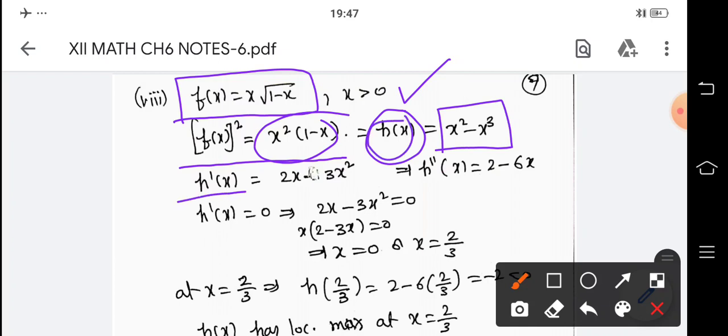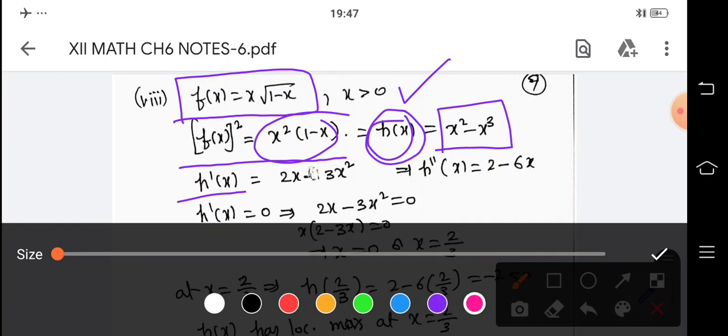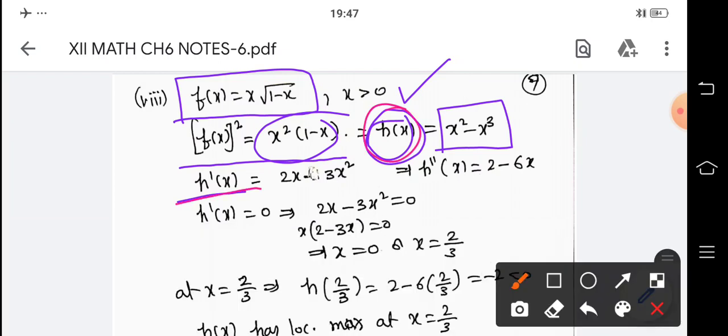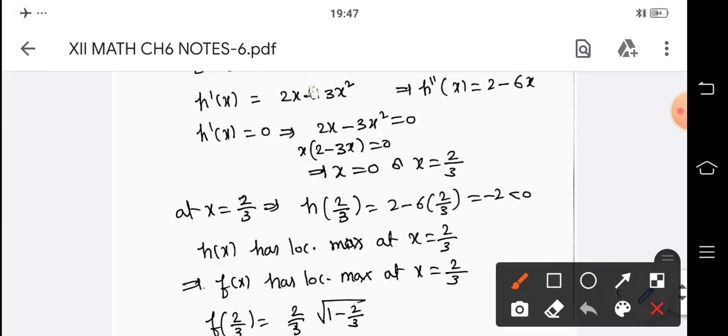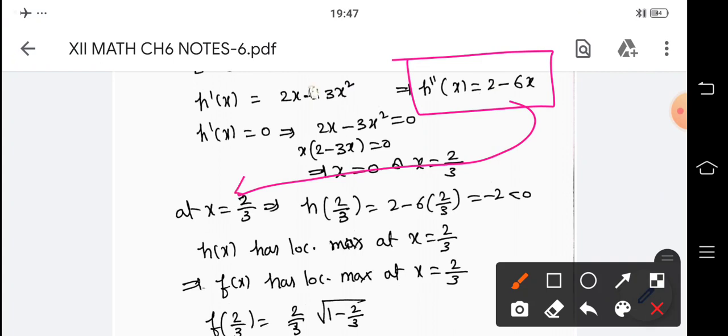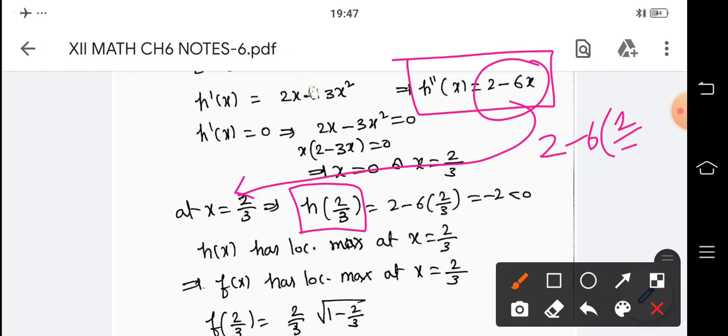For h of x we do everything, first derivative test, second derivative test. H dash of x is 2x minus 3x square. H double dash of x is 2 minus 6x. I found all. H dash of x equal to 0, first derivative test. So x value will come 0 or 2 by 3. But x greater than 0, they said. We don't take this value. We take only 2 by 3. So in the double derivative, substitute the 2 by 3 value. H double dash of 2 by 3 is 2 minus 6 into 2 by 3. It is coming minus 2, which is less than 0.